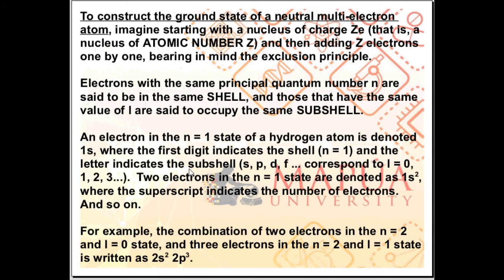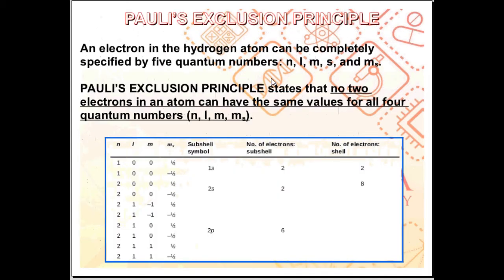To construct the ground state of a neutral multi-electron atom, imagine starting with the nucleus of charge Ze, that is, a nucleus of atomic number Z, and then adding Z electrons one by one, bearing in mind the exclusion principle. So if the atom has 3 electrons, Z is equal to 3, add the electrons one by one until you complete 3, bearing in mind this exclusion principle.